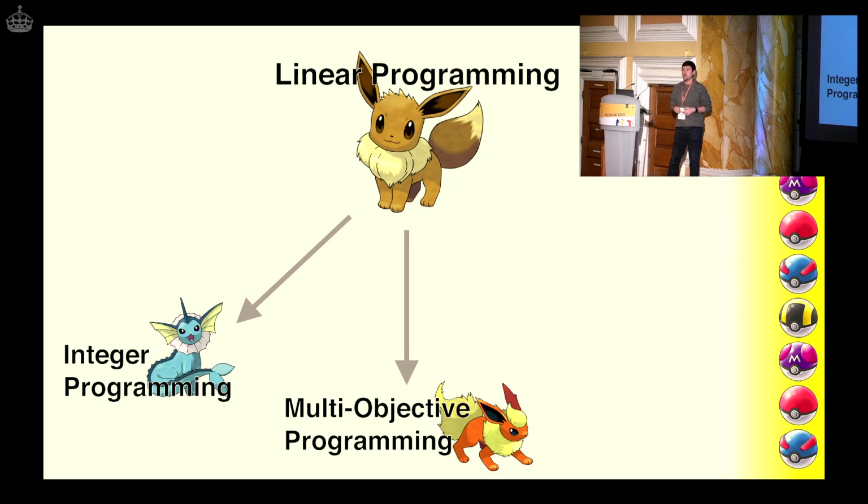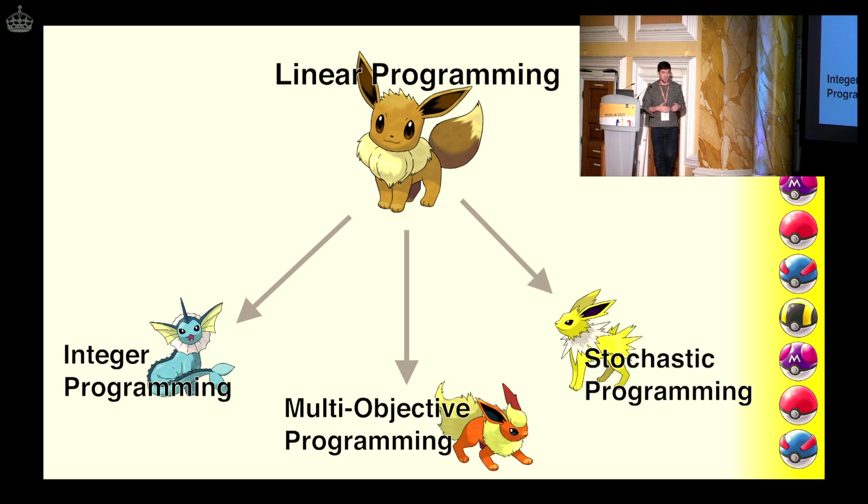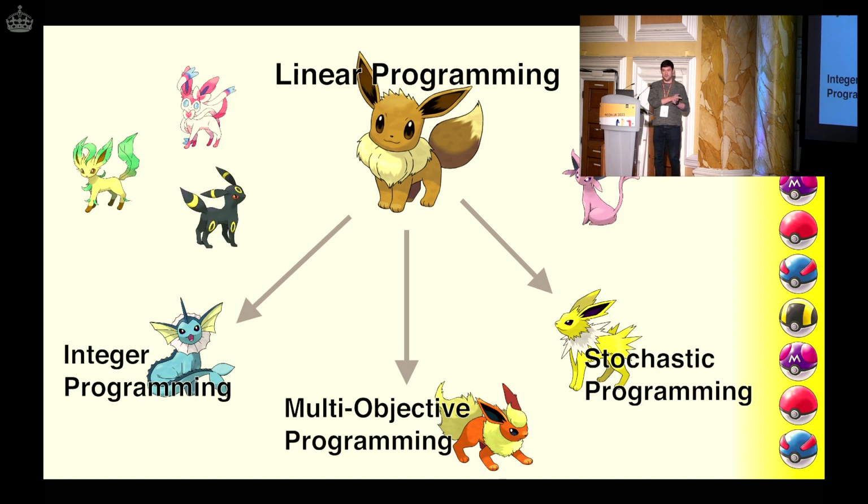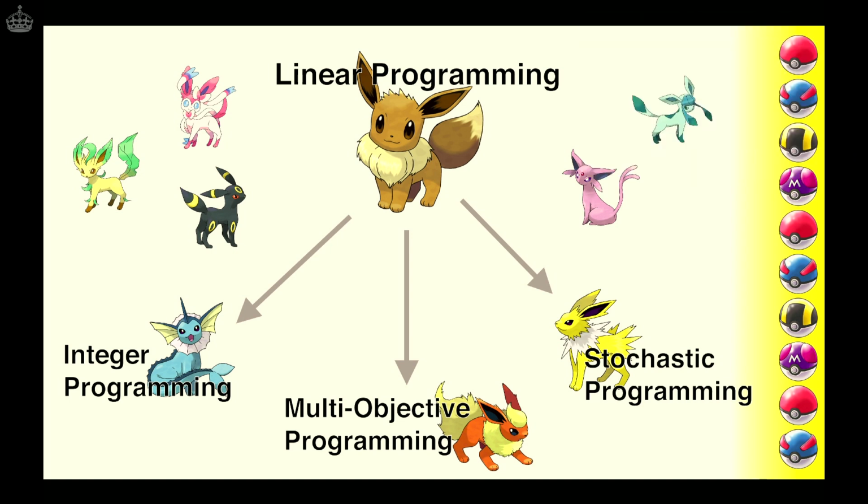Multi-objective programming is when we've got more than one objective and we want to optimize them both, and possibly that means trading them off against each other. Stochastic programming is when some of our parameters are unknown, but we know roughly, or they can be variable. And there's lots of other variations that I'm not going to talk about today. Okay. In this work, I used integer programming and multi-objective programming to solve this Pokémon problem.